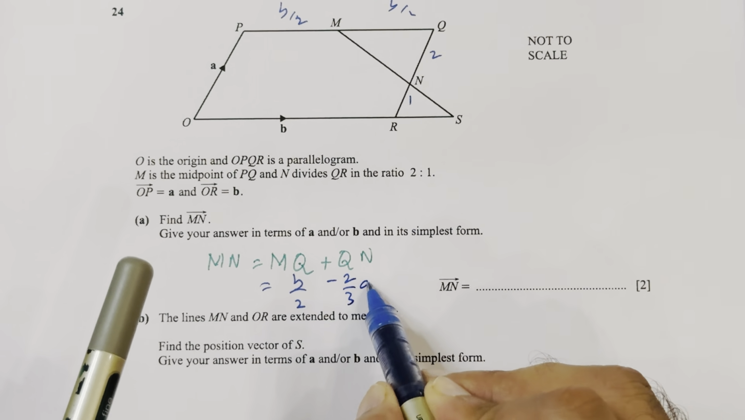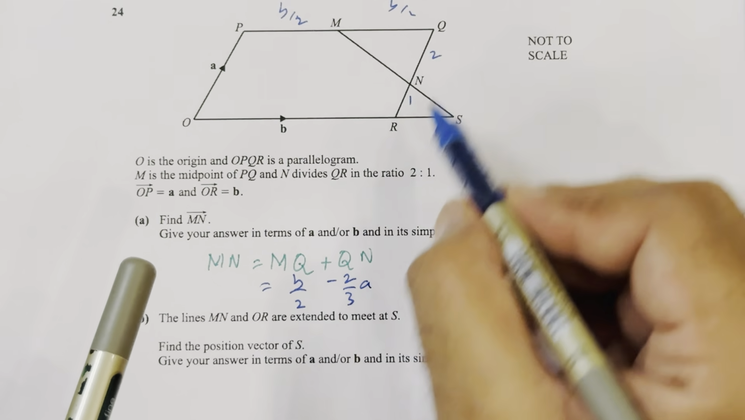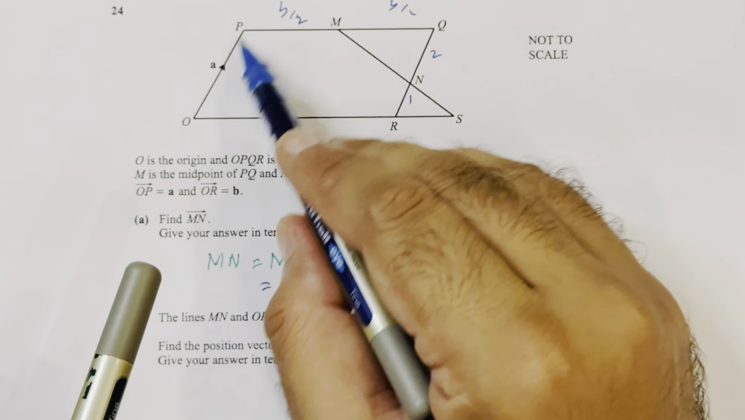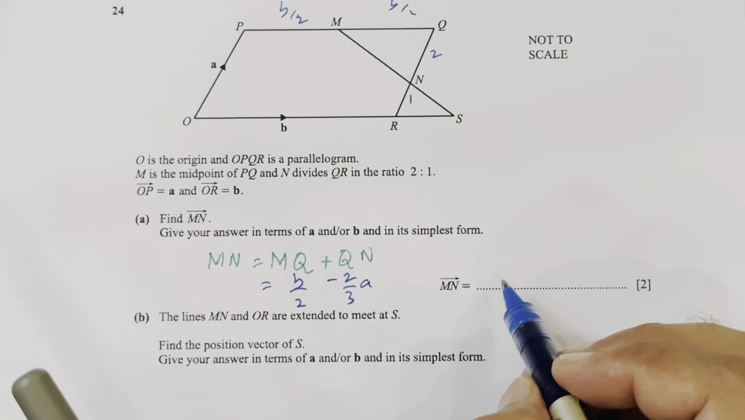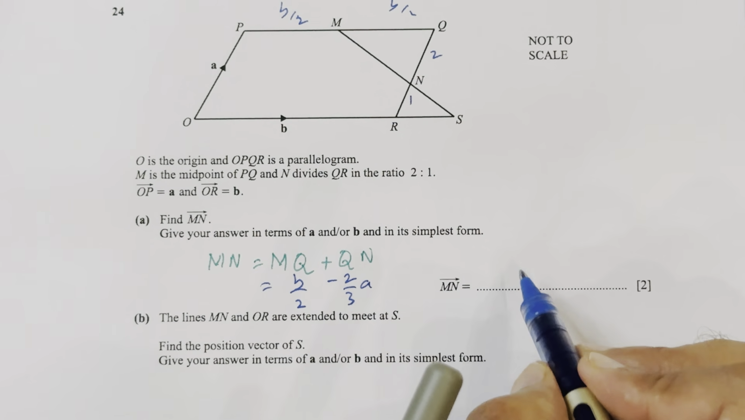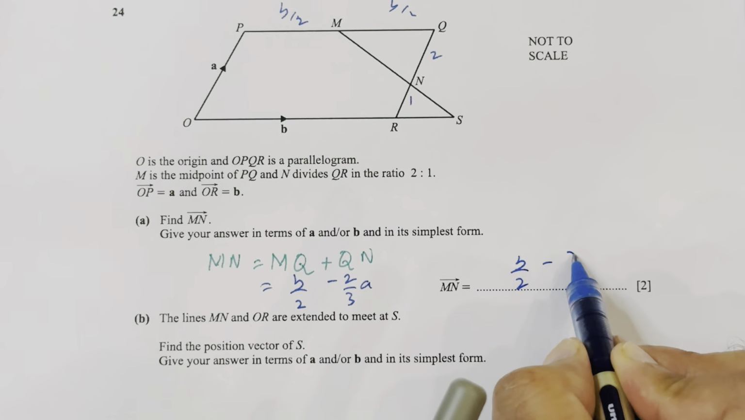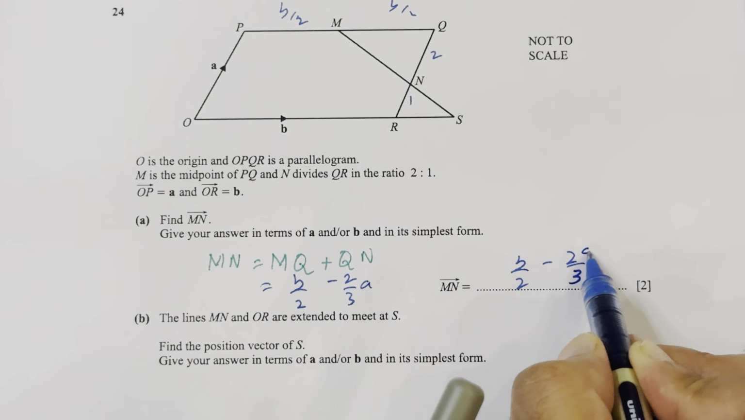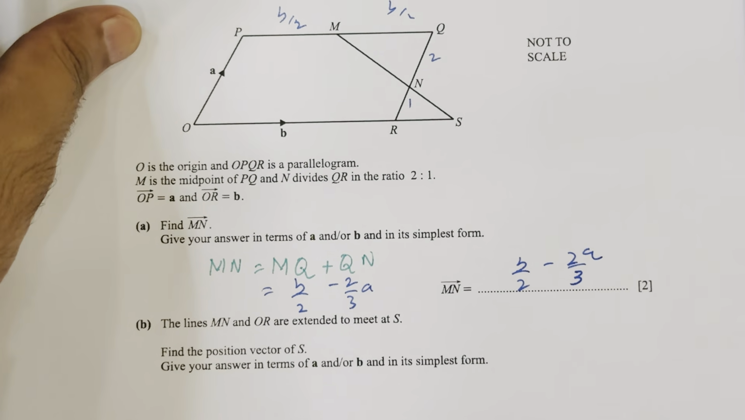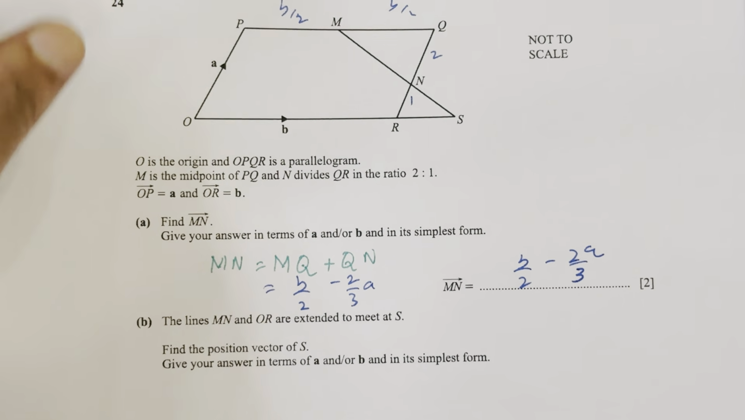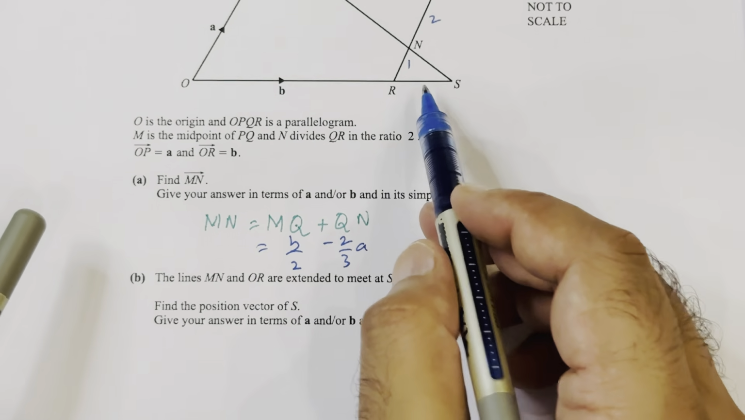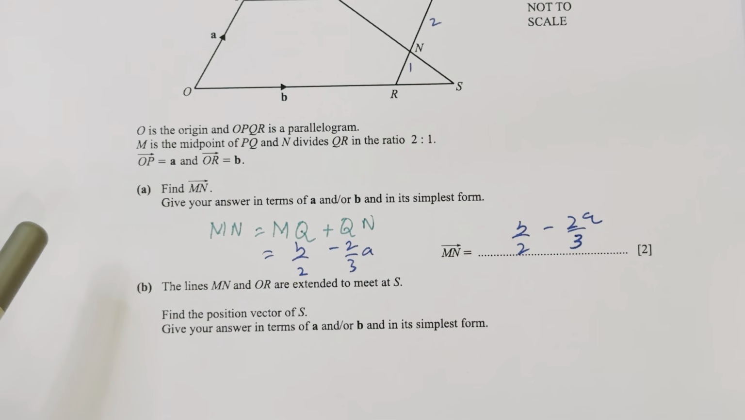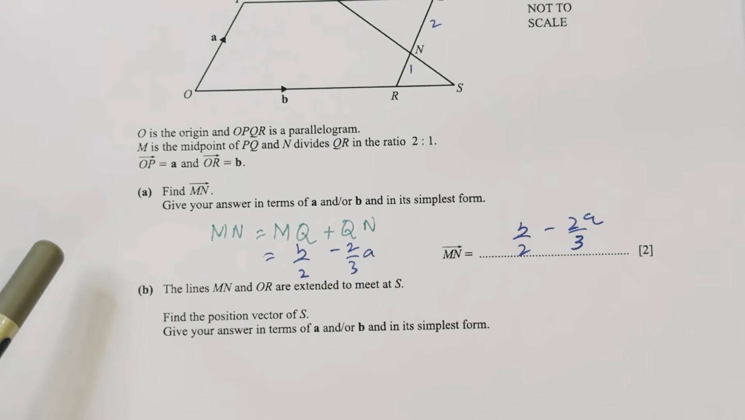Why are we subtracting it? Because you need to go from Q to N, and this is the direction of OP and then the reverse of it. So you get the value of your answer, B by 2 minus 2A by 3. The next part: the lines MN and OR are extended to meet at S. We know that from the figure. Give your answer in terms of A and B in the simplest form.